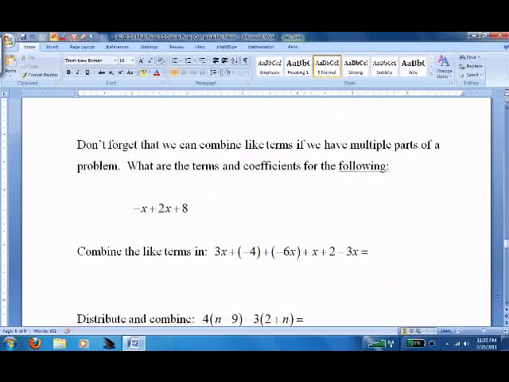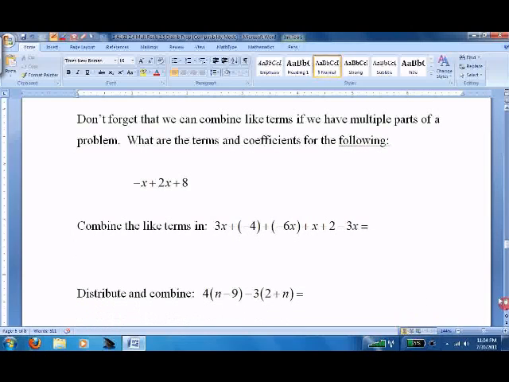And don't forget that we can combine like terms if we have multiple parts of a problem. So for example, here we have negative x plus 2x plus 8. Well, each piece is a term. So there's 3 terms here: 1, 2, 3. The coefficients are just the numbers that are out in front of anything with a variable. So this is a coefficient of negative 1. This is a coefficient of 2. There's no coefficient there because that's what we just call a constant.